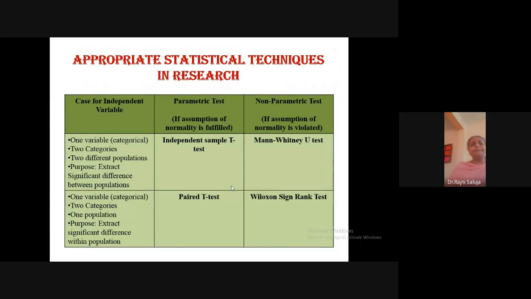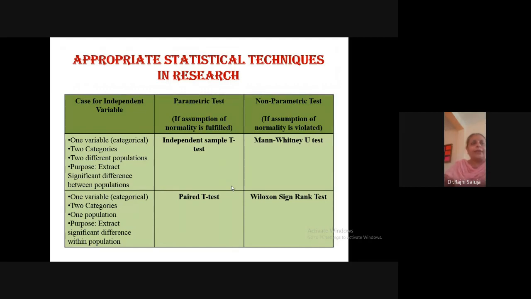In that case, the independent sample t-test is applied. The independent sample t-test will be applied only if the assumption of normality is fulfilled, whereas the non-parametric test will be applied if the assumption of normality is violated. I have already discussed this difference. In a parametric test, the assumption of normality has to be there, whereas in non-parametric tests, no such assumption is required. So in that case, the Mann-Whitney U test will be applied.